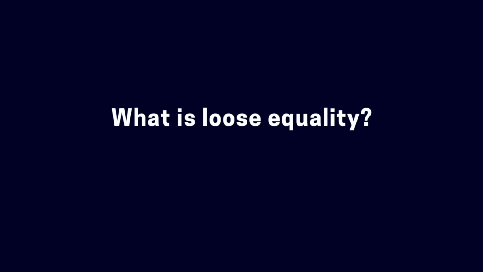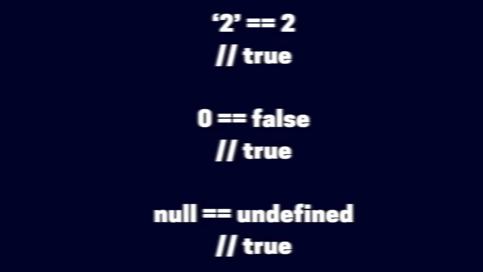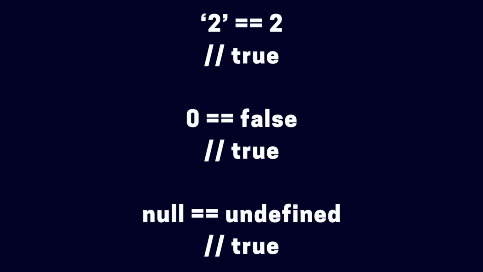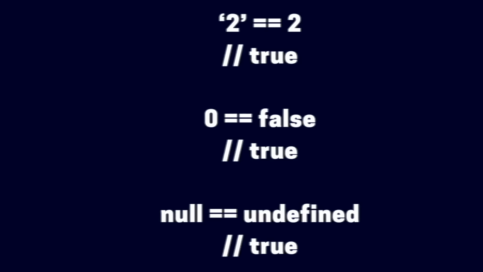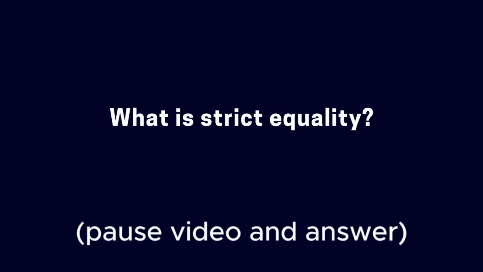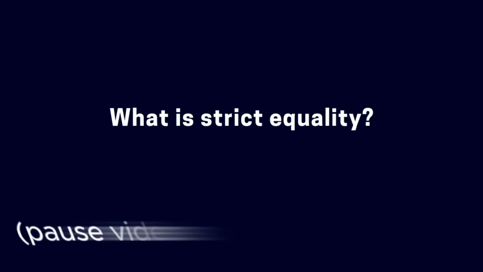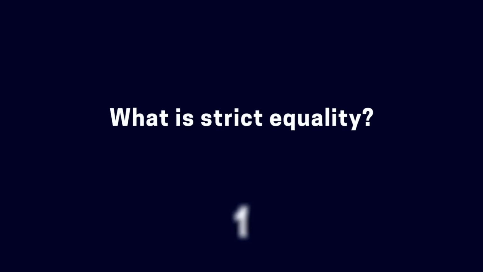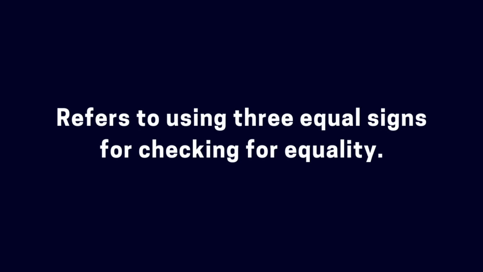When using loose equality, JavaScript performs type coercion if the values being compared are of different data types, attempting to convert them to a comparable form before making the comparison. This process, known as type coercion, can lead to unexpected results if you're not aware of how the values are converted. These 3 examples show how JavaScript would perform loose equality. What is strict equality? Strict equality refers to using 3 equal signs for checking for equality. This will return true if the values are equal and of the same data type.